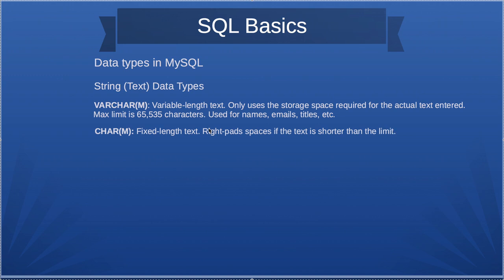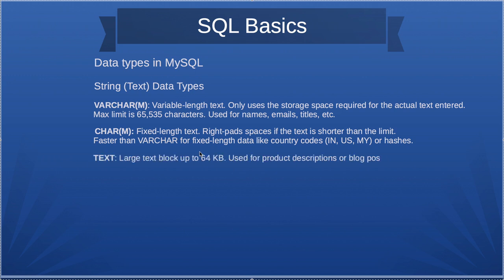Okay, char is fixed length text. While it is faster than varchar for fixed length data, you normally use it to store country codes or currency codes, or hashes. And text actually has a high capacity. If you want to store any product description or blog post or any description that is quite big in size, we use the text data type. And it cannot have a default value.